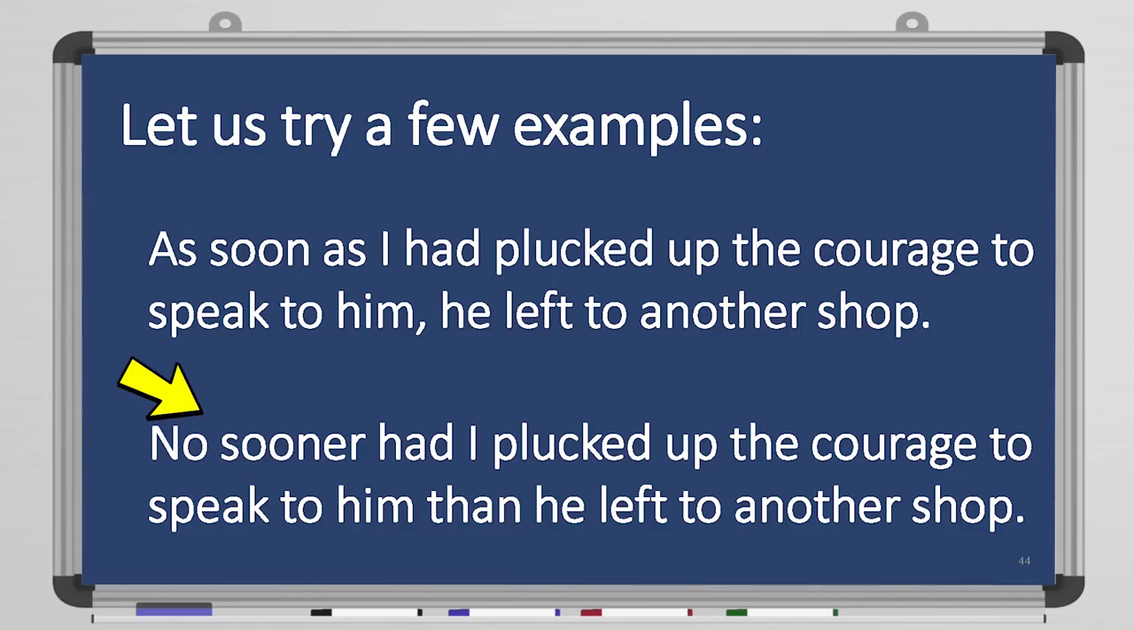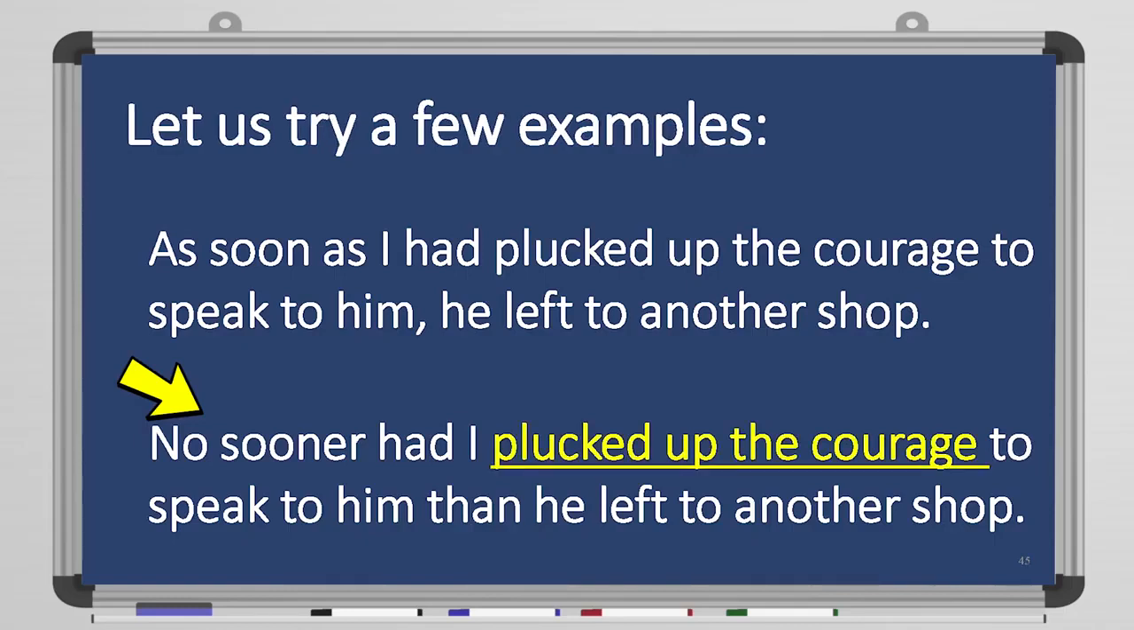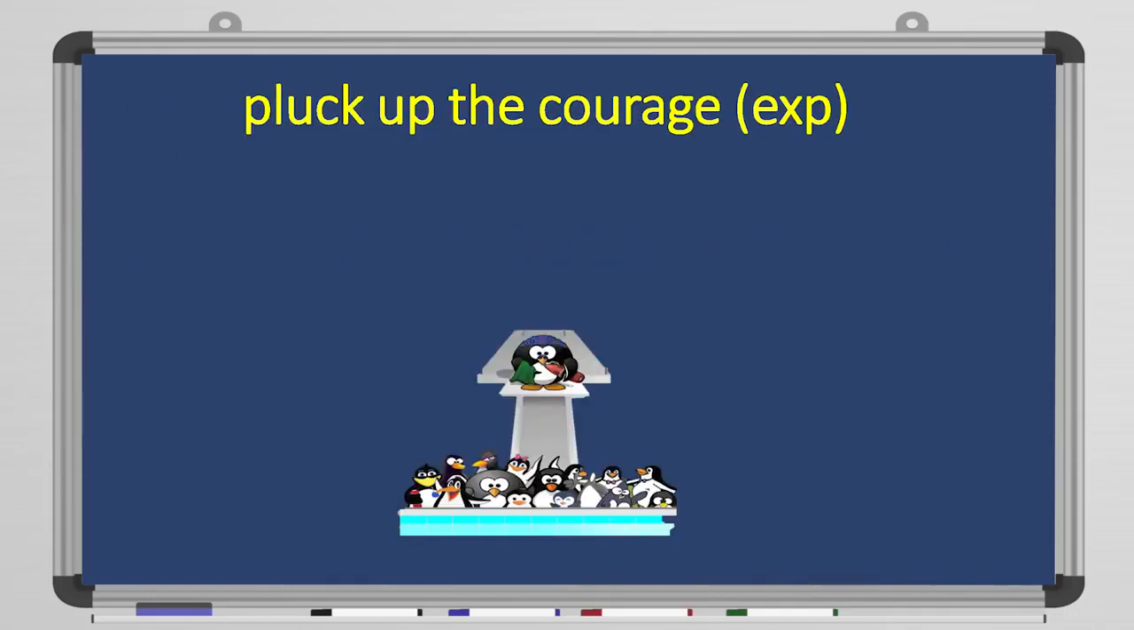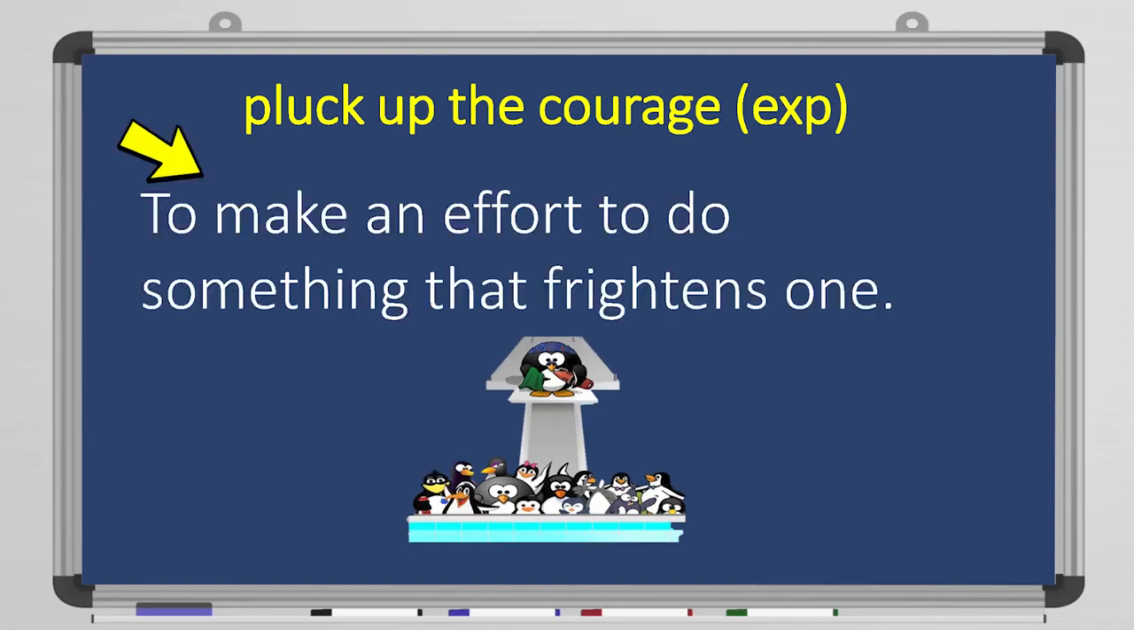As soon as I, if you see as soon as, when you want to invert it, you're going to go with no sooner. No sooner, then you're going to add what? Had, which is the auxiliary verb, then the subject. No sooner had I, and then the main verb, plucked up the courage. Pluck up the courage. What do I mean when I say pluck up the courage? When you pluck up the courage, you make an effort to face your fear, something that scares you, and you face it.